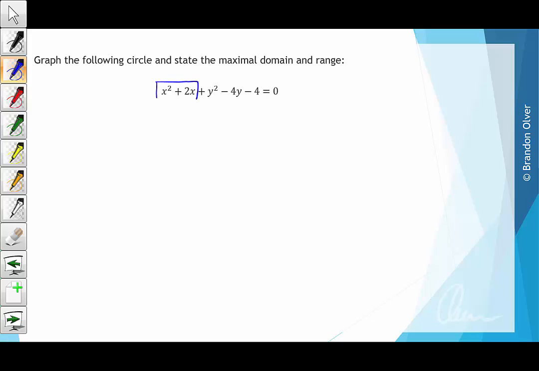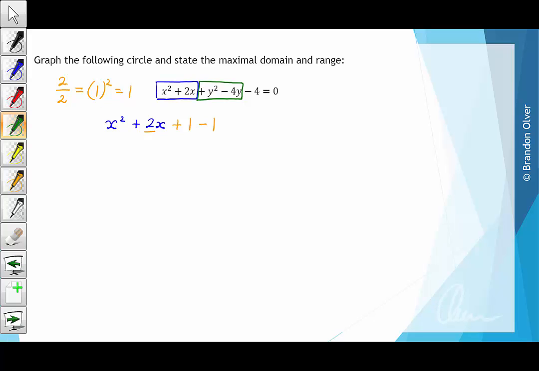If I color code this, all the x terms are in blue and all the y terms are in green. If we complete the square for x, we have x squared plus 2x. We take the b term, which is 2, halve that, which is equal to 1, and then square that number, which is still 1. We add that on, and then immediately take it away again. That helps to maintain the equality. So we haven't changed the equation, we're just adjusting the way it looks.